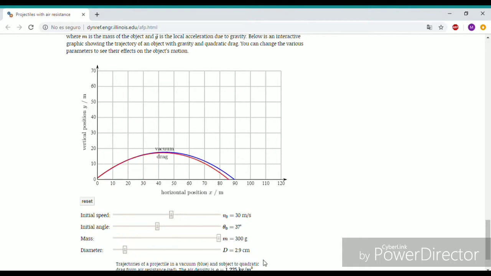The greater the mass, the smaller the difference, since mass is not considered in a vacuum. And the greater the diameter, the less the movement in projectile motion is going to be, since the projectile will be in contact with more molecules.